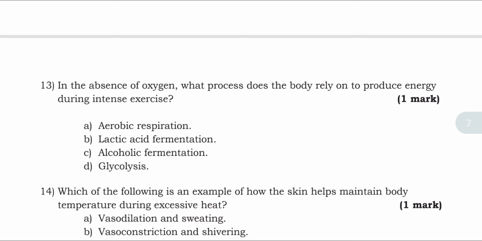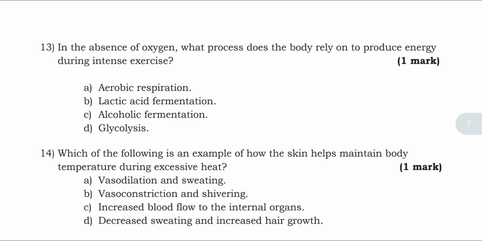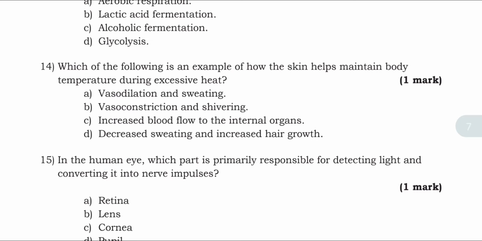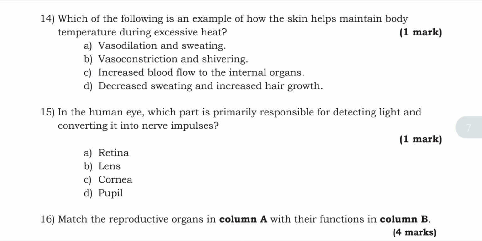Question 13. In the absence of oxygen, what process does the body rely on to produce energy during intense exercise? I have four options: A, B, C, and D. Aerobic respiration, lactic acid formation, alcoholic fermentation, and glycolysis. Question 14. Which of the following is an example of how the skin helps maintain body temperature during excessive heat? Now you have four options that you have to choose the best answer from.